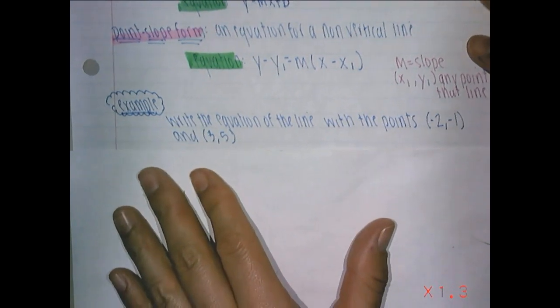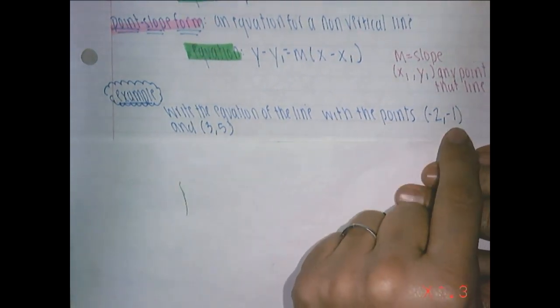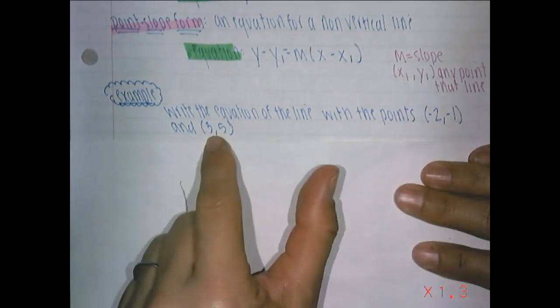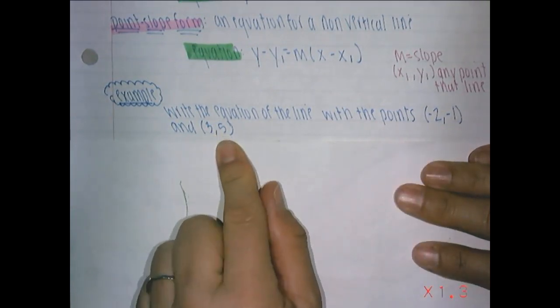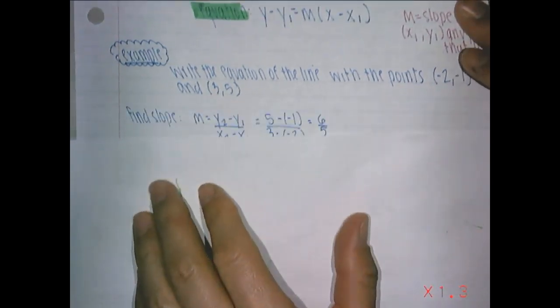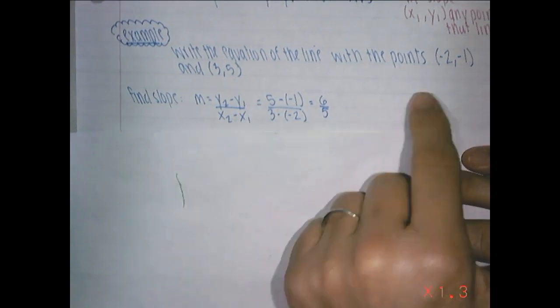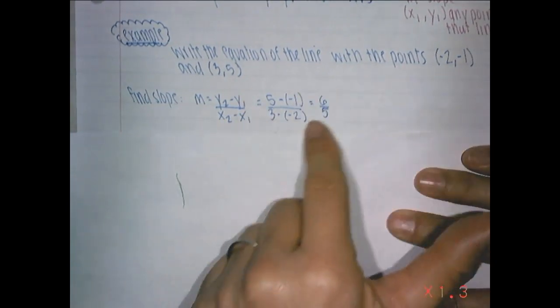Write the equation of a line with the points -2, -1, and 3, -5. So we want to write the equation of a line. Right, what we're going to start with is we're going to start by finding the slope. So with these 2 points, I'm going to go ahead and find the slope.